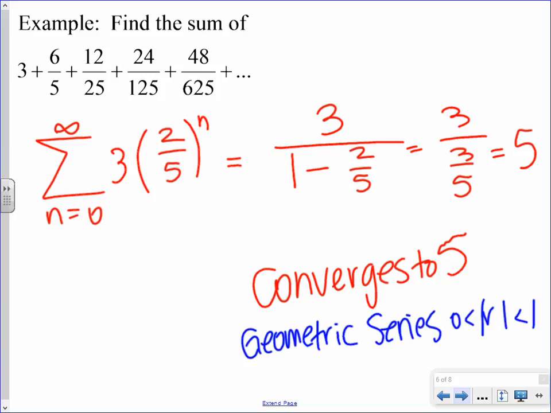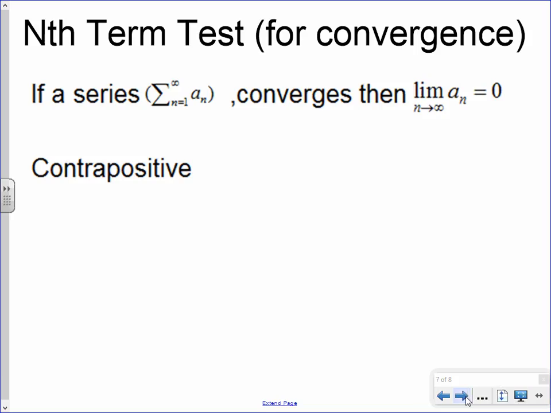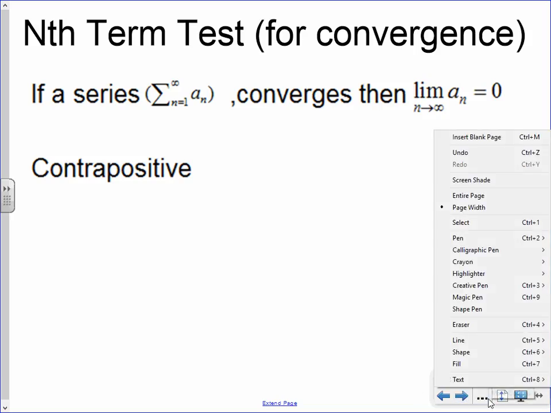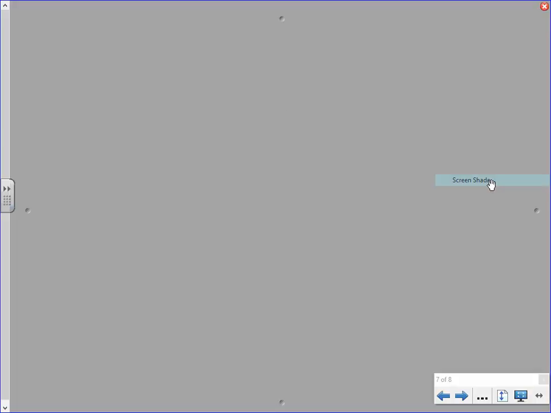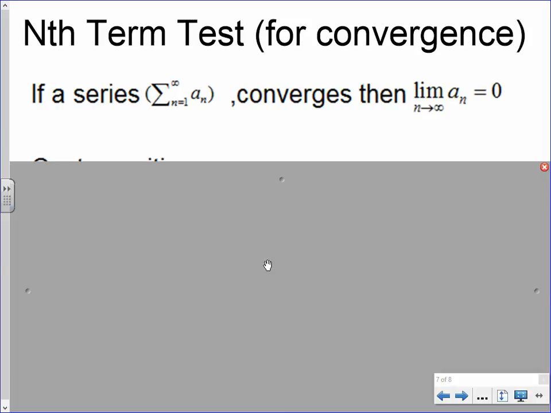Next test that I want to talk about is what we call the nth term test. And this is going to be something that you are going to always think about first. Because if it doesn't pass the nth term test, then there's no point of moving forward. So this is saying if a series converges, then the limit of the sequence must be 0.